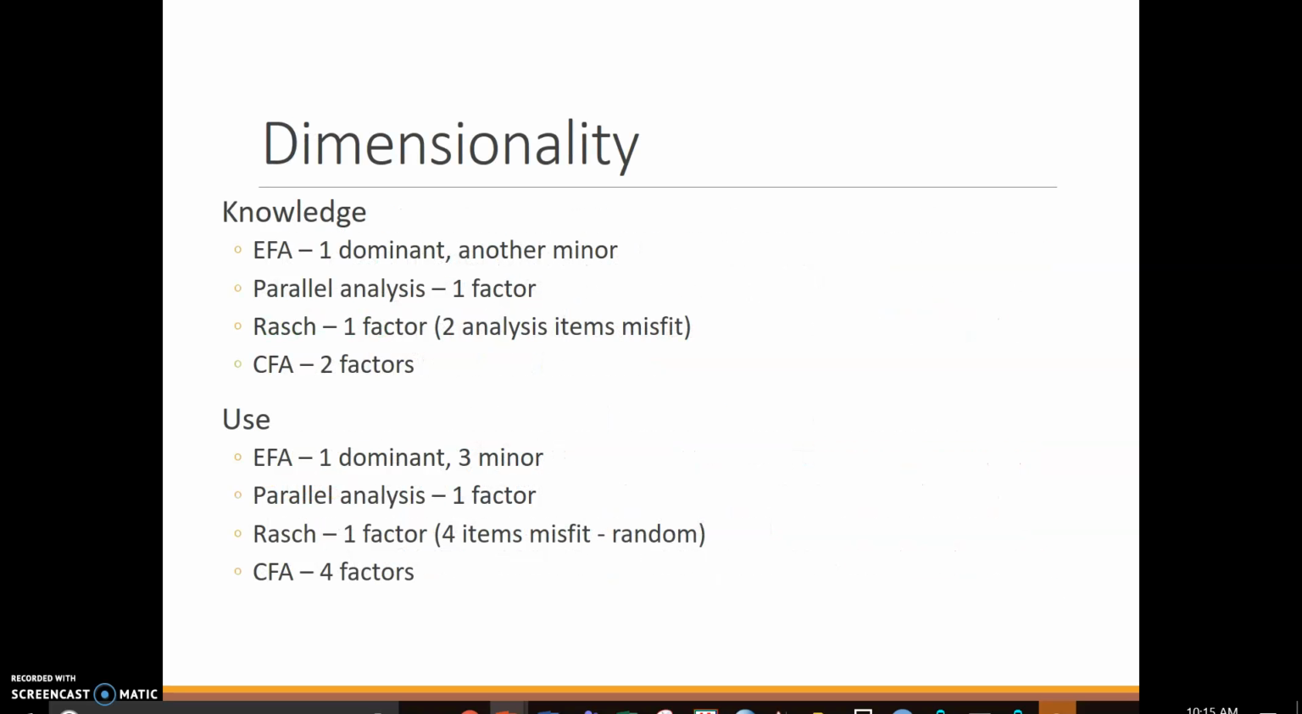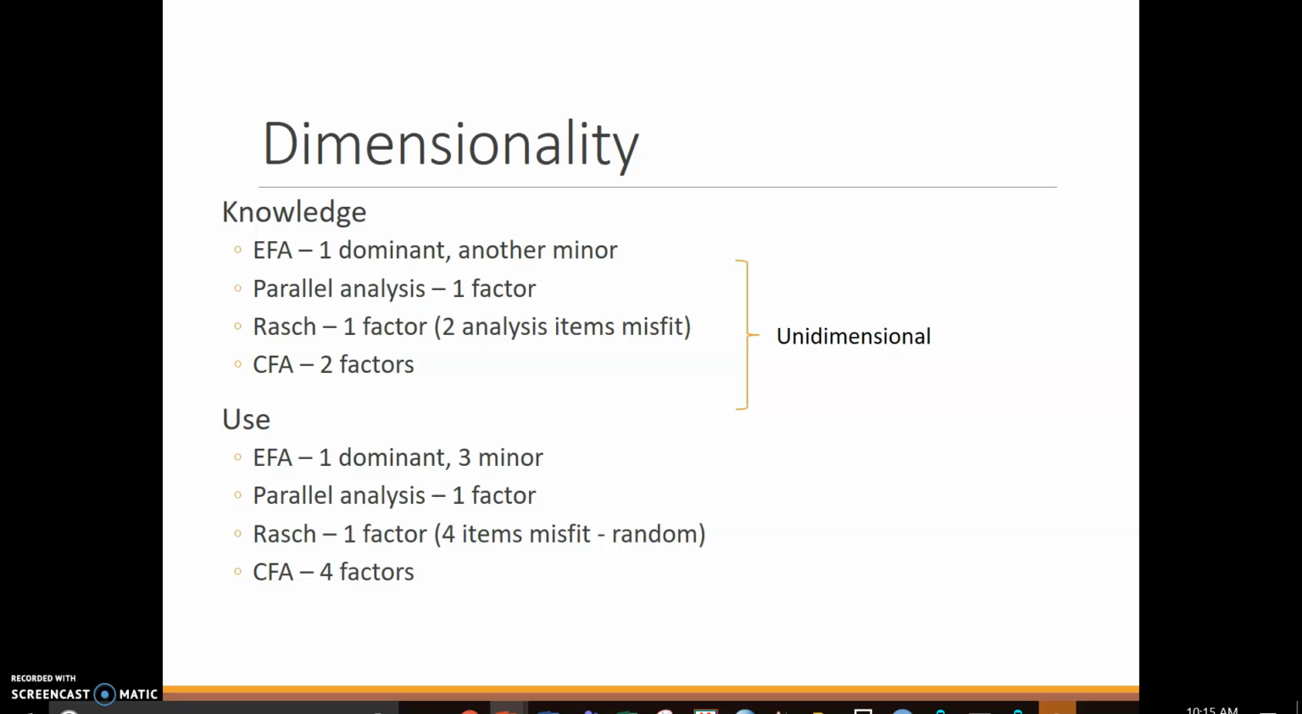So dimensionality still has to be thought of holistically. The EFA for knowledge is supporting one dominant factor, maybe another minor. Parallel analysis is supporting one factor. Rasch supported one factor, but the two analysis items did misfit and had to be removed. And the CFA is supporting two factors with that analysis group. I like unidimensional, so I'm going to force this into a unidimensional aspect, keeping an eye on those two misfit items for the moment.